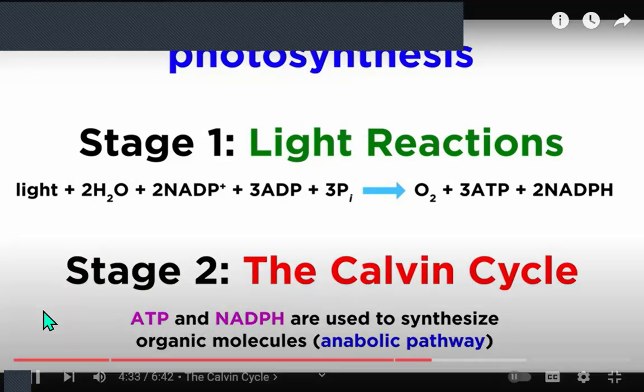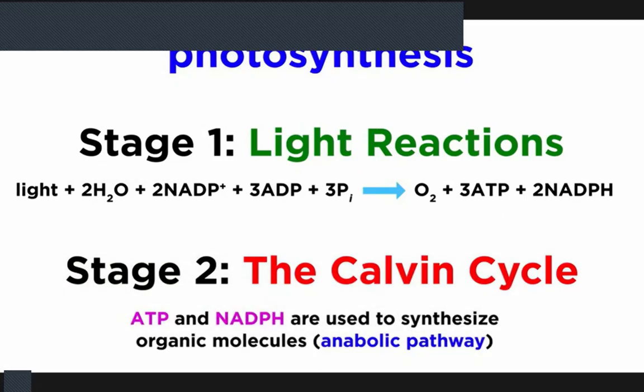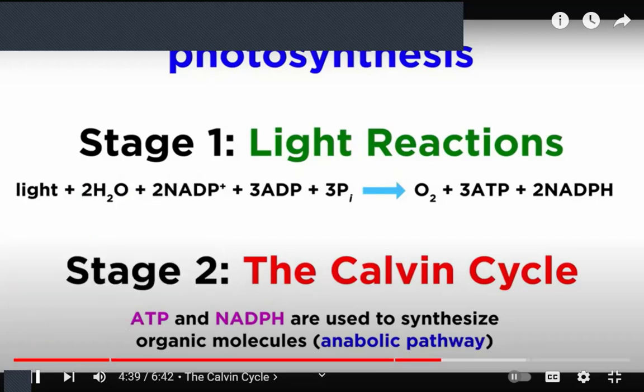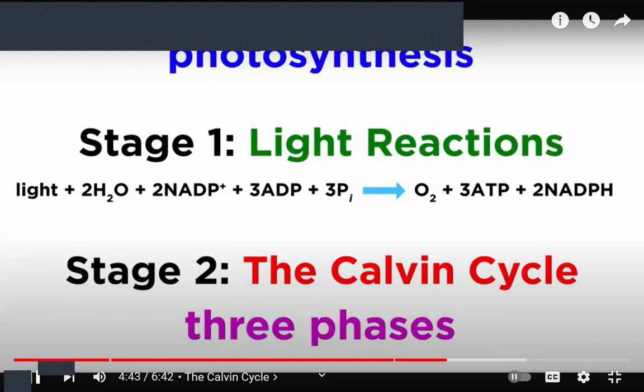Unlike the citric acid cycle, which is catabolic, the Calvin cycle is anabolic, building organic molecules from smaller components. Okay, so it's actually without the sun that plants technically create organic molecules, components requiring energy to do so. This happens in 3 phases.